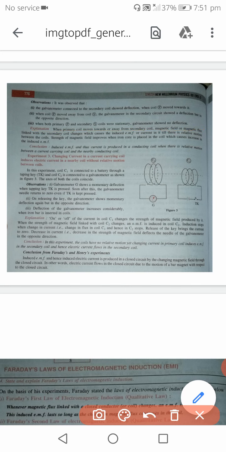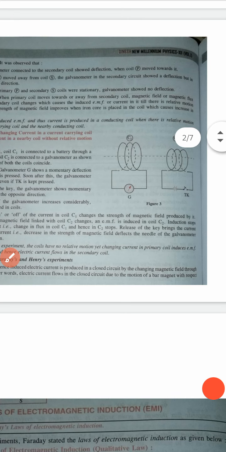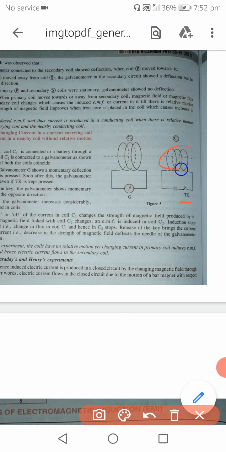Third experiment, carried out by the same persons. This one is the secondary, this one is the primary, but here you can see this coil and this coil are not in motion. None of the coils are in motion. There is a battery and there is a key. So when this key is open, there is no current in the coil, and thus we did not get any deflection in this galvanometer also. That means in the secondary also we don't get any current.